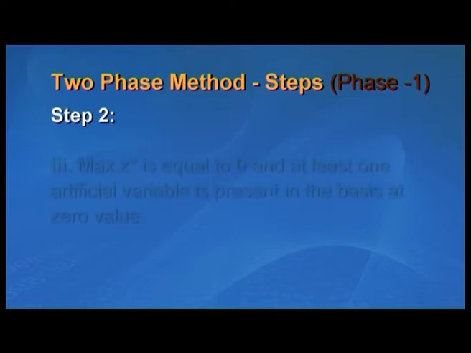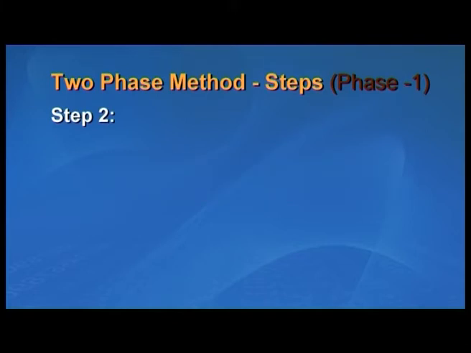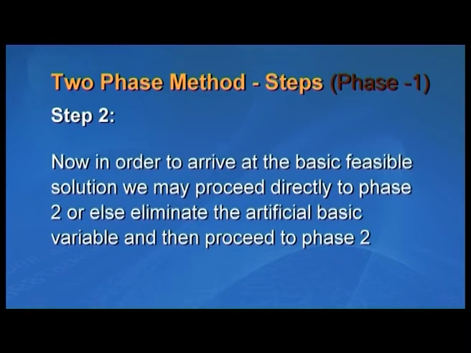Maximum z* is equal to 0 and at least one artificial variable is present in the basis at 0 value. Then a feasible solution to the above linear programming problem is also a feasible solution to the original linear programming problem. Now, in order to arrive at the basic feasible solution, we may proceed directly to phase 2 or else eliminate the artificial basic variable and then proceed to phase 2.